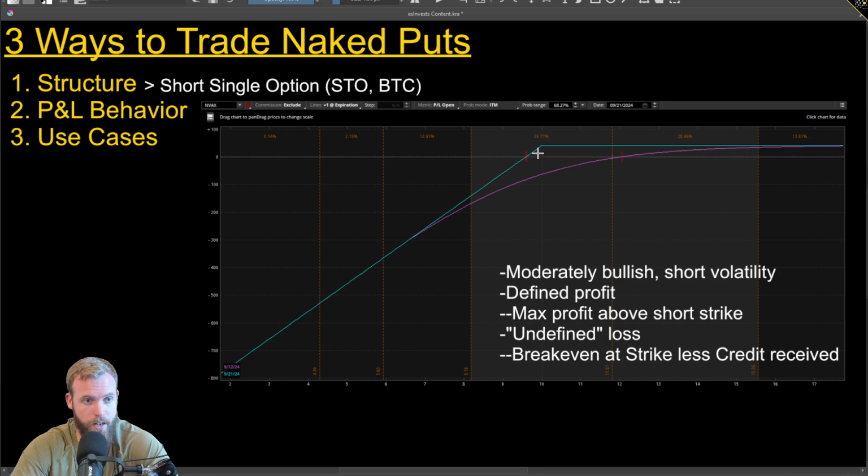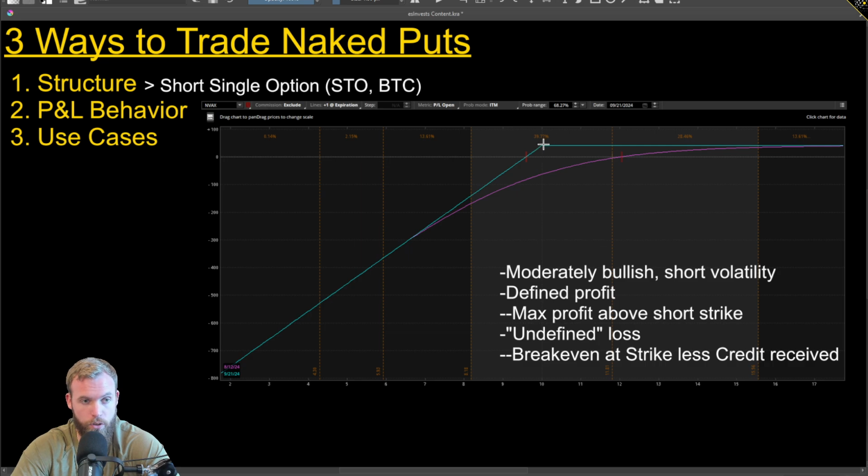This is the P&L graph. So your y-axis is your profit and loss. And then the x-axis down here are the different stock prices. So stock is going up this way. When we go to the right, stock is going down when we move to the left.